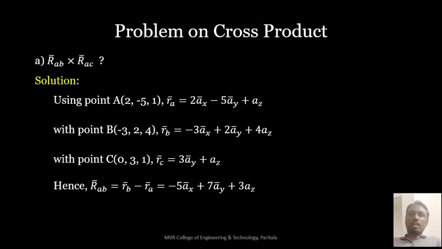Which is equal to RB bar minus RA bar. So minus 3 minus 2 will give us minus 5, 2 minus of minus 1 will give us plus 7, and 4 minus 1 will give us 3 AZ bar. So this is the RAB bar.